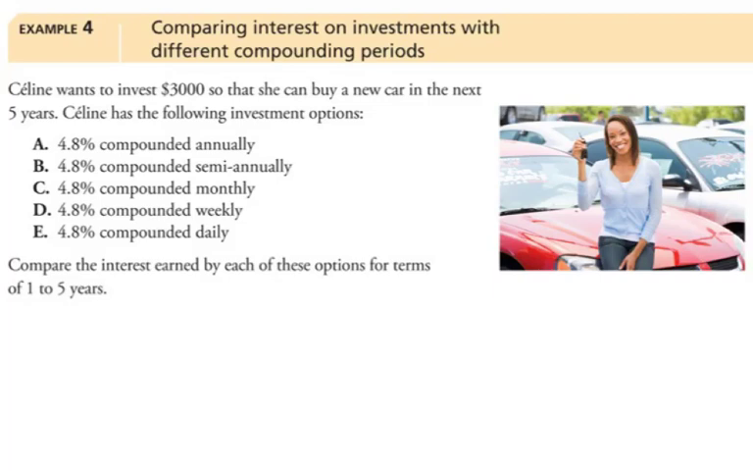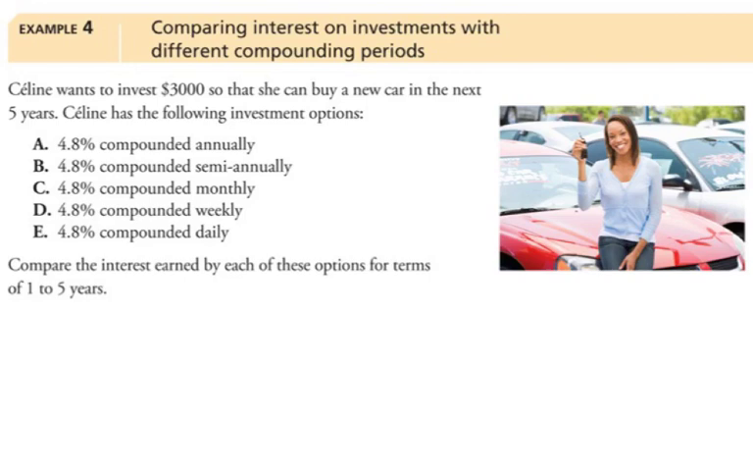This example is one that really indicates the power of the compounding period in the determination of interest. So each of these investments is basically the same. Celine's investing $3,000, so that she can buy a car in the next 5 years, and every investment pays 4.8%, compounded annually, semi-annually, monthly, weekly, or daily. And to compare the value of the investment after each time, we need to calculate each one out. So it is quite a bit of calculation, but it is basically the same here.